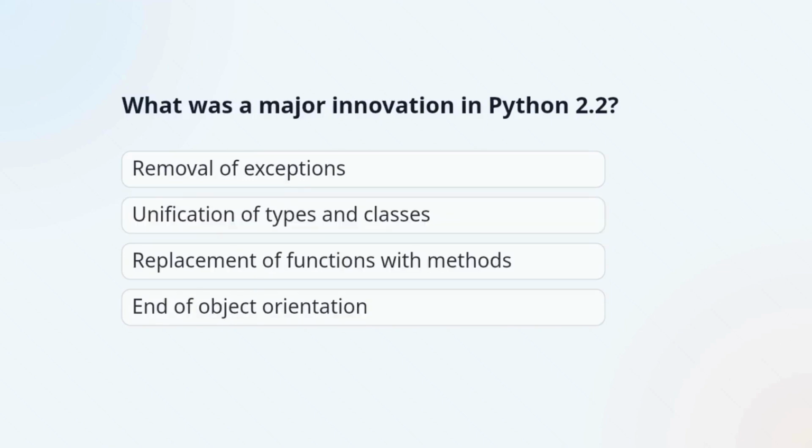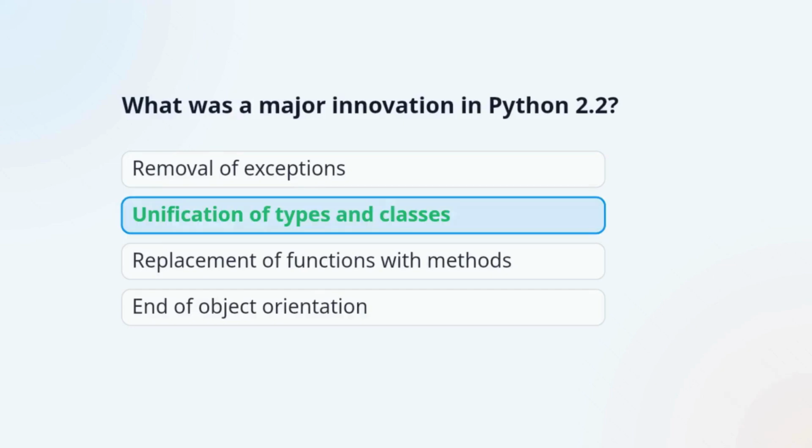Question 2. What was a major innovation in Python 2.2? The correct answer is unification of types and classes. Python 2.2 unified built-in types and Python classes into one hierarchy, making the object model more consistent.